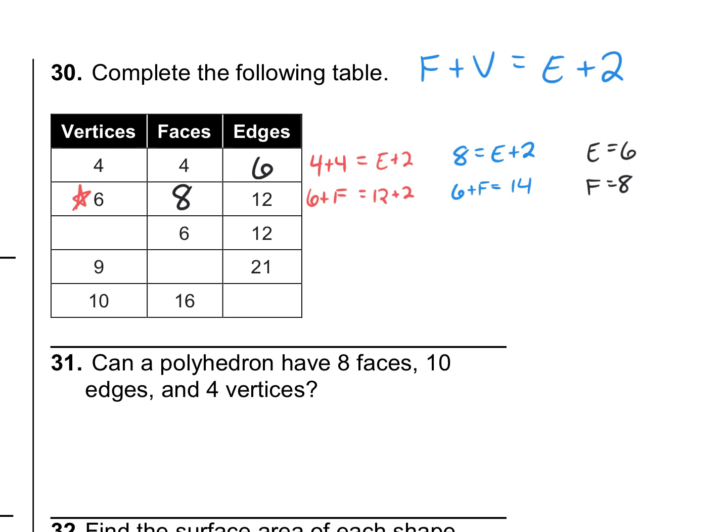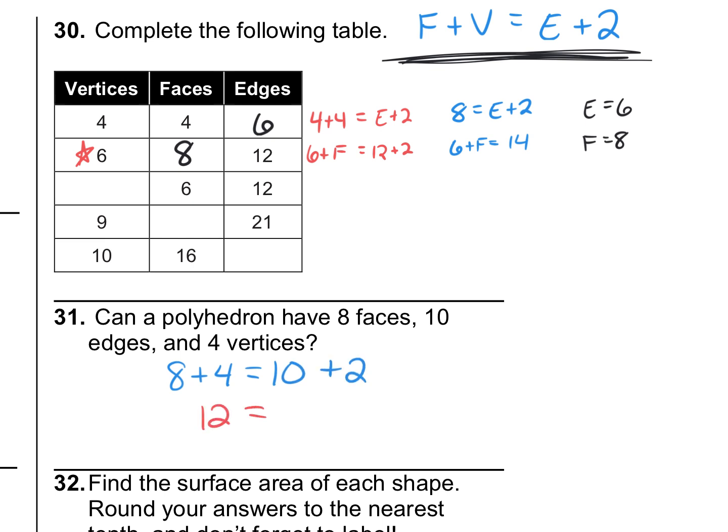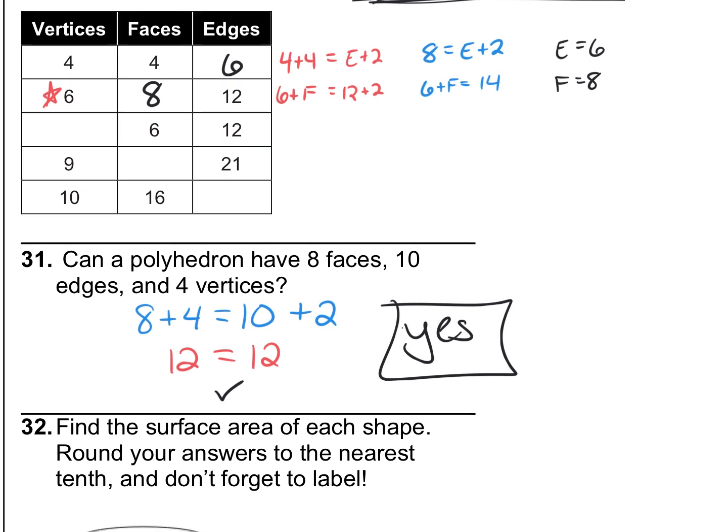Very similar on number 31. How do we know if it creates a polyhedron or not? Make sure they're equal. Use the formula to see if it's a true statement. So how many faces do I have? 8 vertices, 4 edges, 10. Do I need the plus 2? Yes. 8 plus 2 is 10... 10 plus 2 is 12. What does that tell you? Yes. What would it look like if it was no? It would be unequal, 13 equals 12. Good.